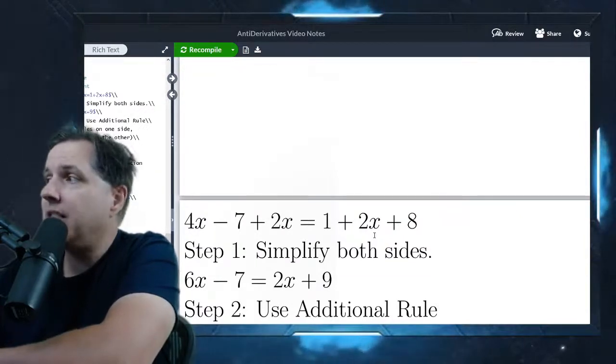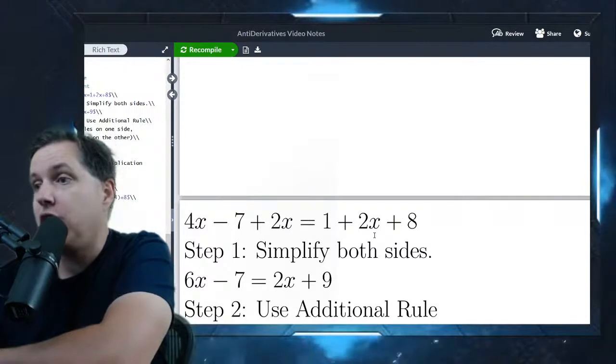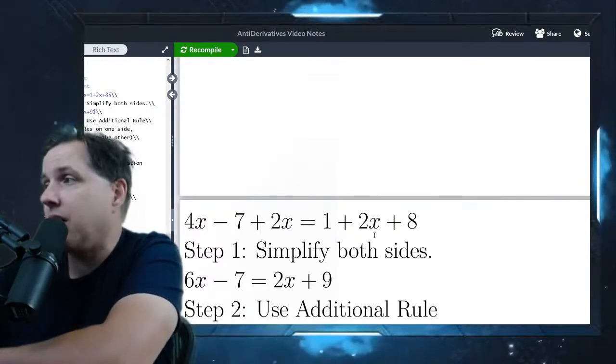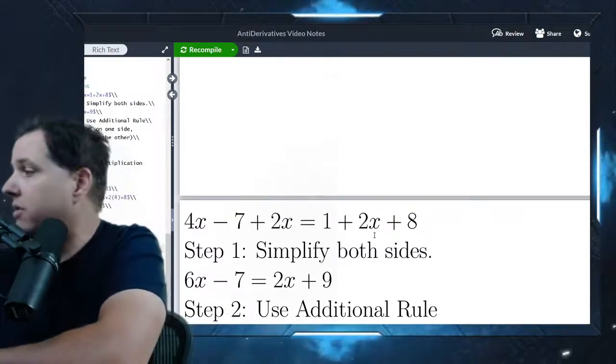So that's why we did that work with simplifying expressions, because you're going to use it here in these equations. And there's other times you're going to use it too. But this is a good place to use them.